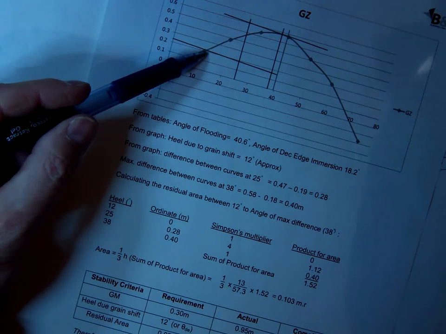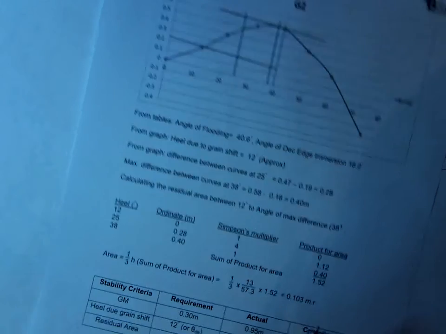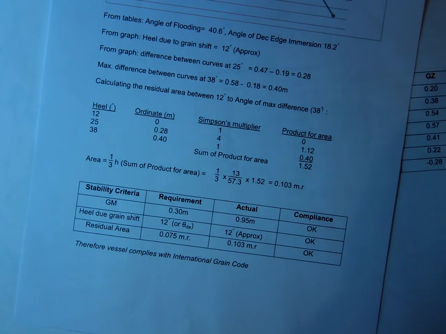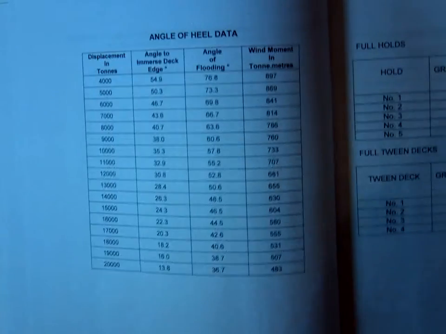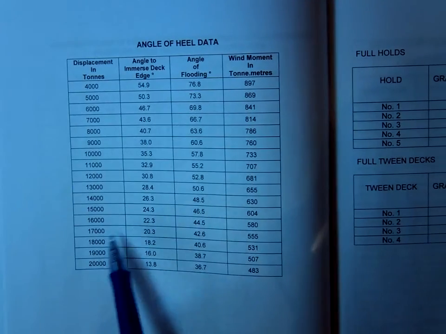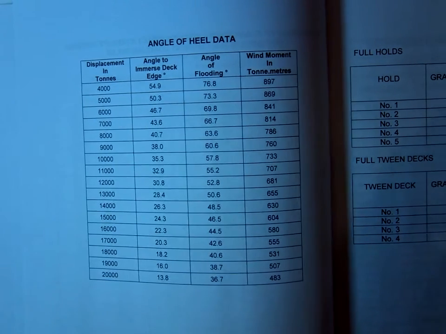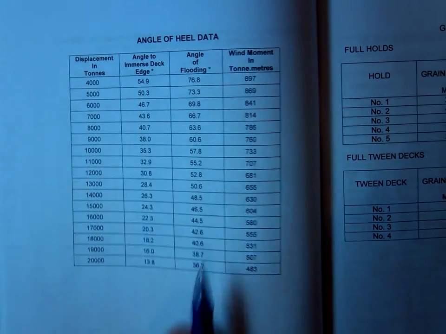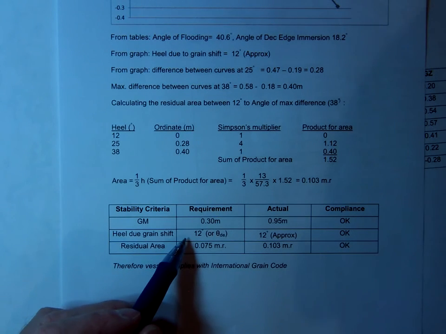That angle cannot be more than 12 degrees. So we'd write that value down in our criteria table at the bottom, and we can see 12 degrees. So at the moment it complies. The other thing we need to check is the deck edge immersion. If we go into our table for the angle of heel data with our displacement, we can see that the angle of deck edge immersion is 18.2 degrees, which is far higher, so nothing we need to worry about there. Also, while we're there, we'll just look at the angle of flooding, 40.6 degrees. So we know that that's okay, heel due to grain shift.